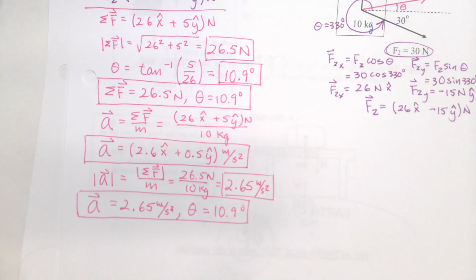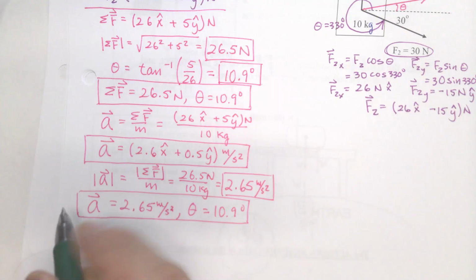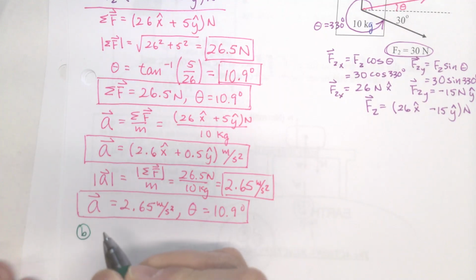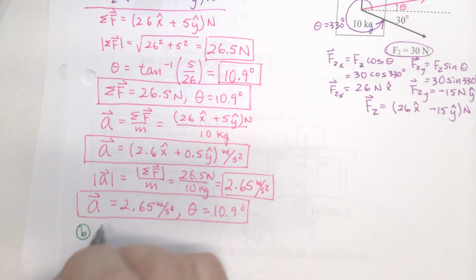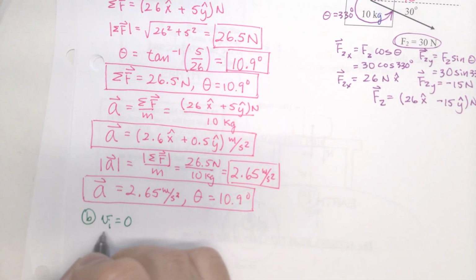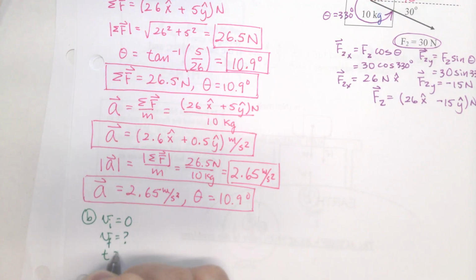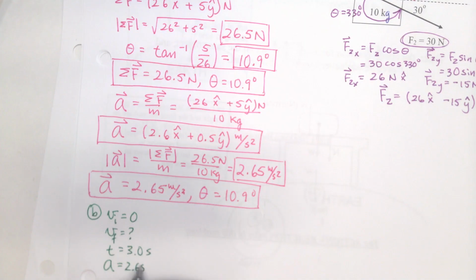Then it asks, part B, if the object is at rest at t is equal to 0, how fast is it moving after 3 seconds? So for part B, if the object is at rest, we know Vi is equal to 0. How fast is it moving after 3 seconds? We're looking for Vf when t is equal to 3 seconds. But we also know the acceleration is equal to 2.65 meters per second squared.